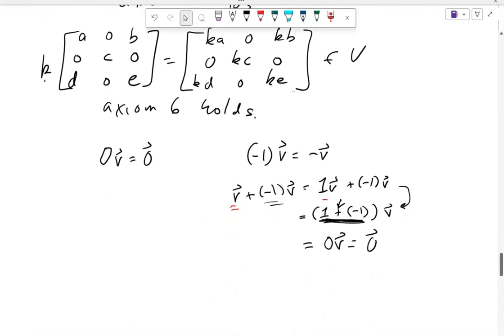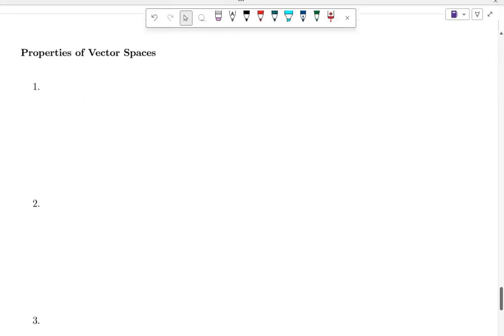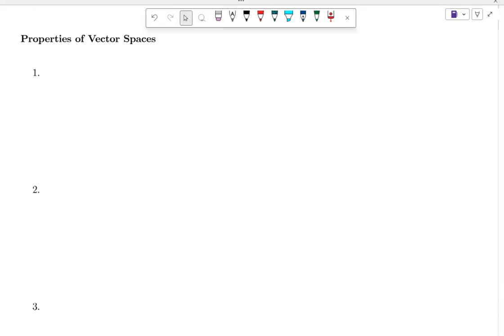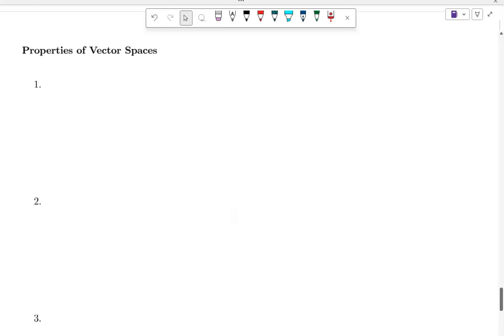So let's go through and write down some of these properties of vector spaces, and let's make sure I have them in the same order the book does. Anyway, some of these properties we've already talked about. This one we've already proven, right? This is true for any vector space that you have.